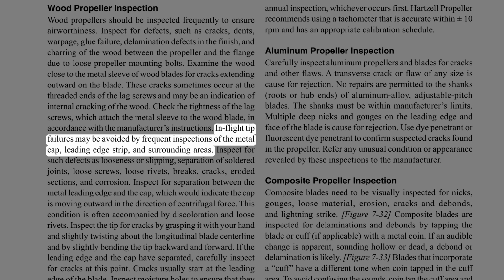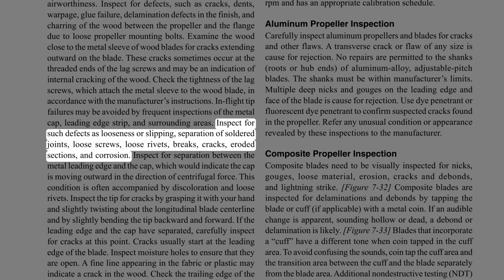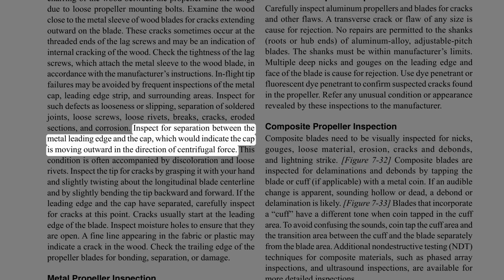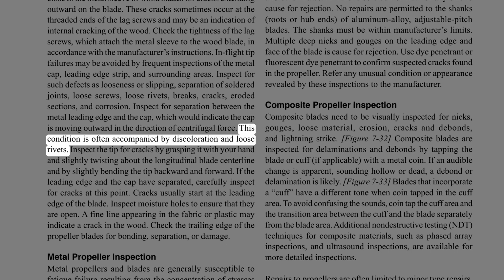In-flight tip failures may be avoided by frequent inspections of the metal cap, leading edge strip, and surrounding areas. Inspect for such defects as looseness or slipping, separation of soldered joints, loose screws, loose rivets, breaks, cracks, eroded sections, and corrosion. Inspect for separation between the metal leading edge and the cap, which would indicate the cap is moving outward in the direction of centrifugal force. This condition is often accompanied by discoloration and loose rivets.